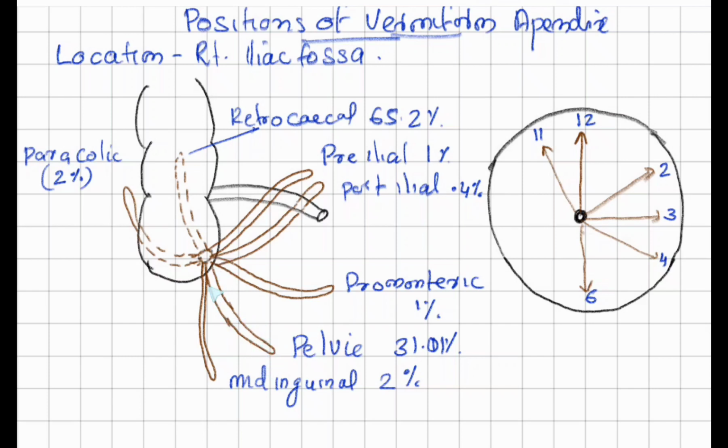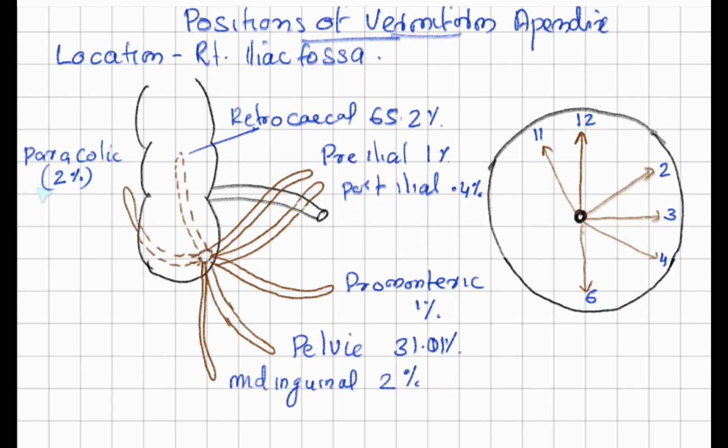Based on the direction of the apex of the vermiform appendix, there are different types or different positions of the appendix. So let us learn what the different positions are. The first one is the paracolic position. These positions are compared to the hands of a clock: 11 o'clock, 12 o'clock, 2 o'clock, 3 o'clock, 4 o'clock and 6 o'clock positions.